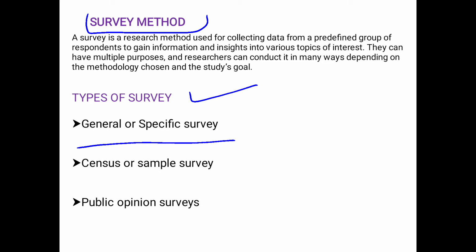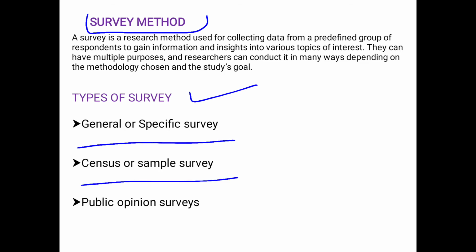On the other hand, in a specific survey, data collection is based on certain specified objectives or hypotheses, whereas in a general survey we collect information about the population without any specific objective. This kind of survey is taken up by an institution specific to their problem, or by individuals for their academic work. This is an example of a specific survey.